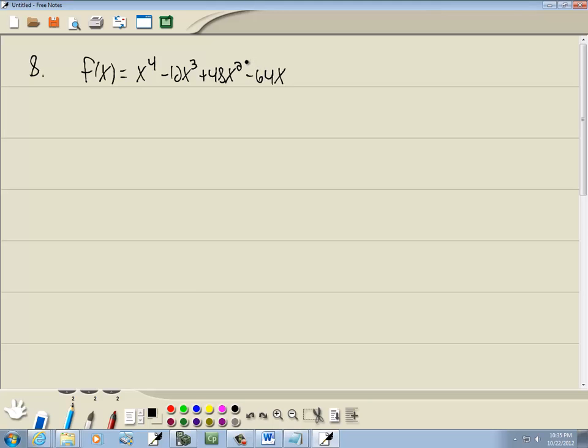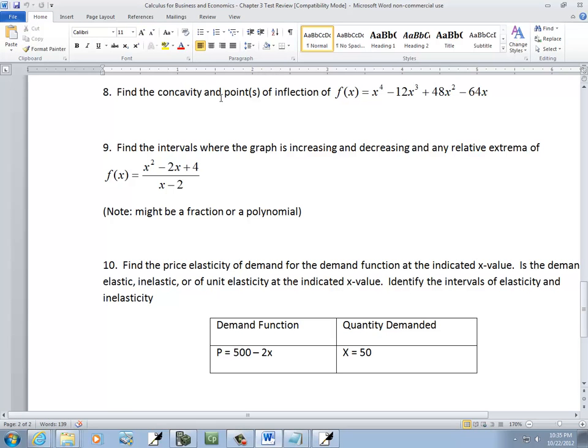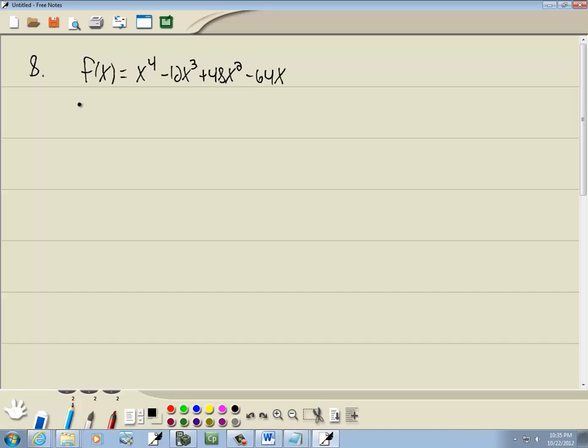Now, first step is we're going to find concavity first, so you have to find the second derivative. So we'll find our first derivative. That will give us 4x to the 3rd minus 36x squared plus 96x minus 64. Remember, take your power, put it out in front, lower your power by 1. Here, take the 3, put it out in front. We got 12 times 3 is 36. Here, 2 times 48 is 96.